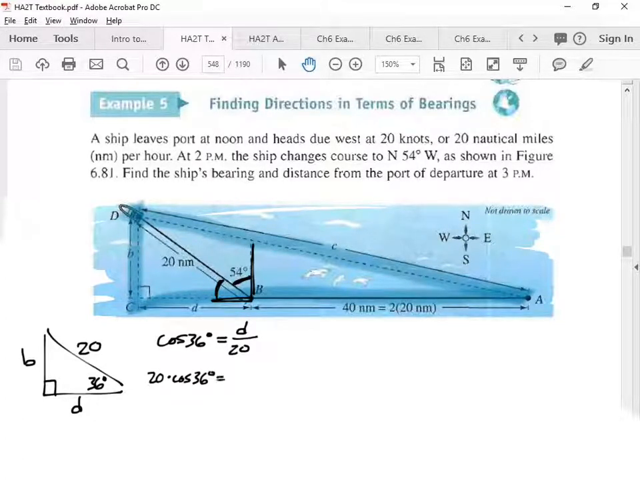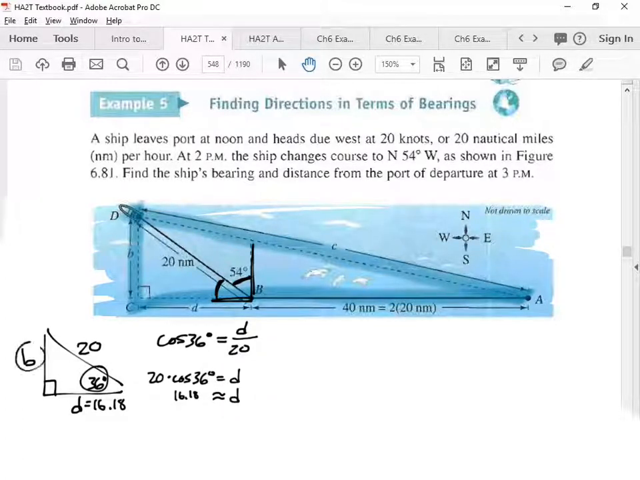Do you guys remember doing this stuff? All right, so what is D approximately going to equal? Can you please tell me after plugging that into your calculators? After plugging this into our calculator, we get 16.180. So I'm just going to leave it like that. That's my distance there. So I'm going to put 16.18.